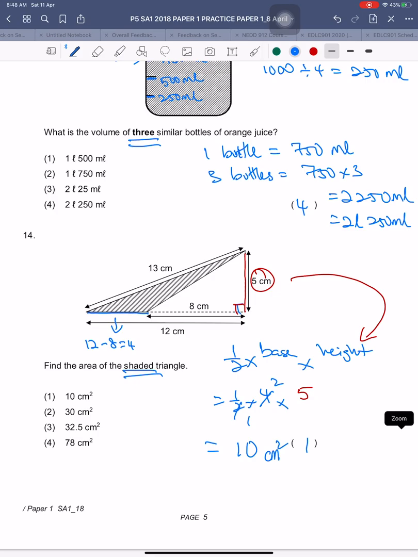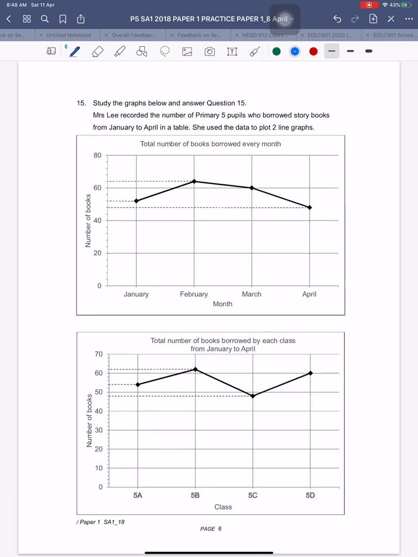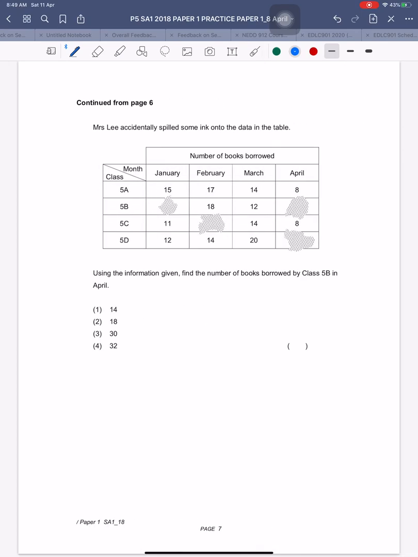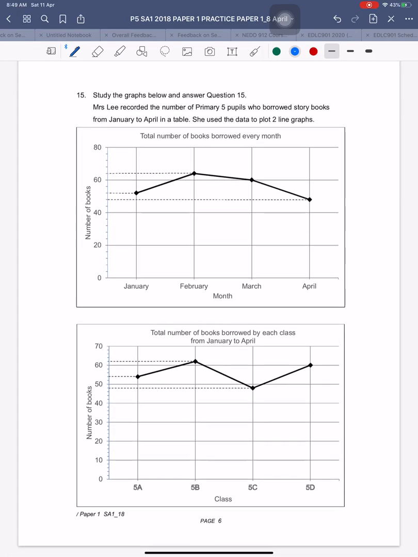Okay, right. Okay, question 15. Okay, this question, I think many of you don't quite understand the question. That's why question 15 is quite badly done. Alright, most of you couldn't do 15.